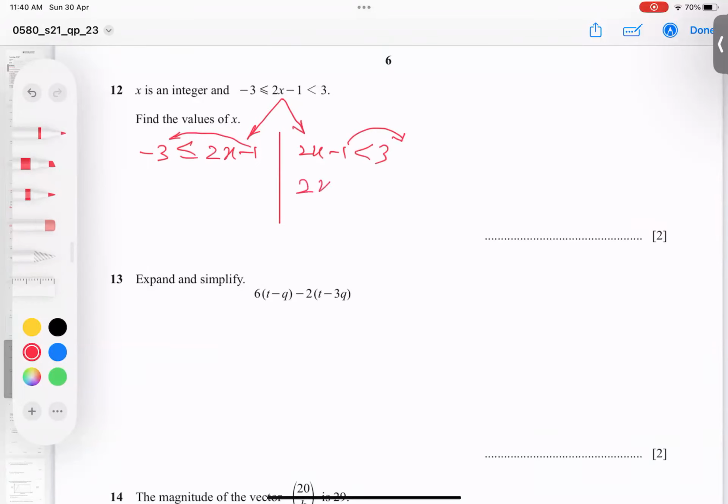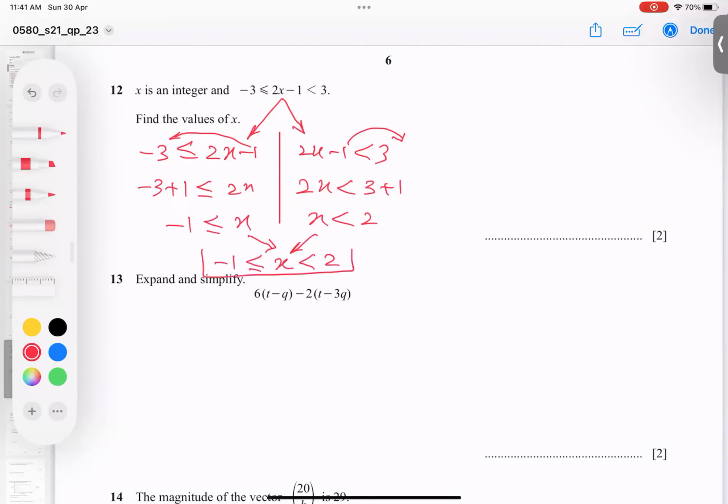So one will go there, this one will go there. When it shifts here, it becomes 3 plus 1, 4. 2 divides, I get 2. This one goes there, I get -3 plus 1. I get -2 divided by 2, I get -1. The way I split it, the same way I will combine back: write x one time and then write the other inequalities.